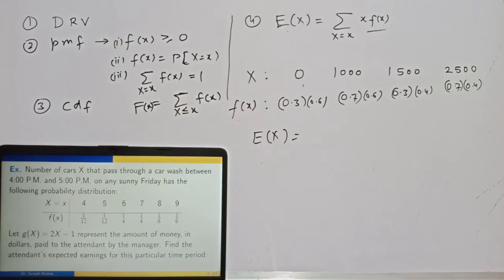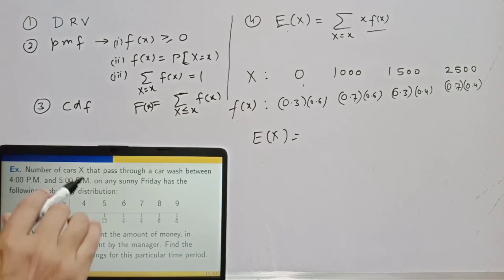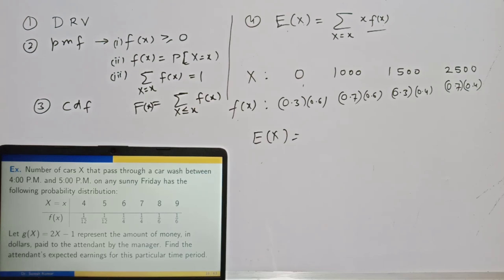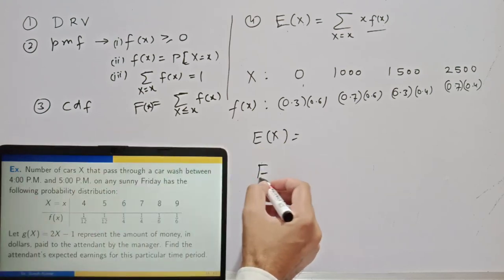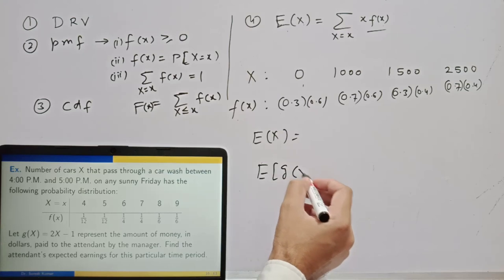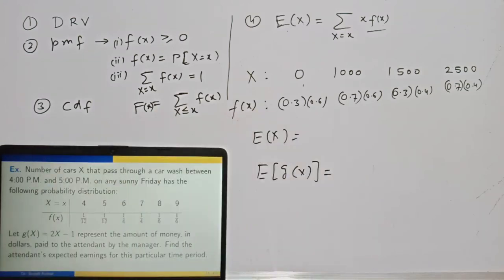Next, number of cars X that pass through a car wash between 4 p.m. and 5 p.m. on any sunny Friday has the following probability distribution. The probability distribution is already given here. X is defined here, the number of cars. Let gx equal to 2x minus 1 represent the amount of money in dollars paid to the attendant by the manager. Find the attendant's expected earnings for this particular time period. It's very clear that you need expectation of gx. Correct? You need expectation of gx.